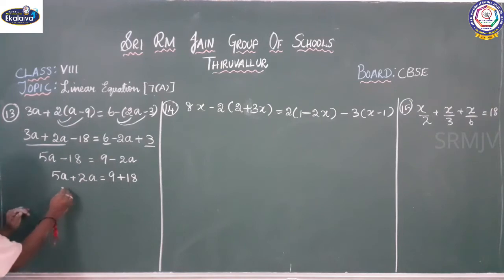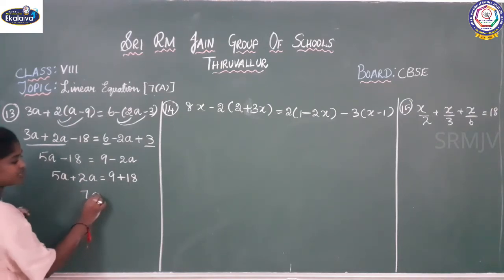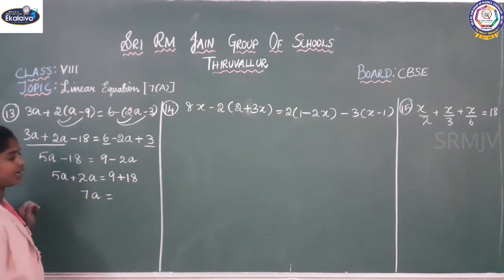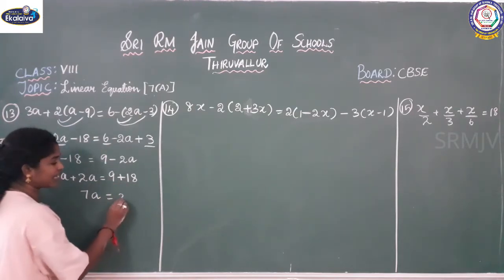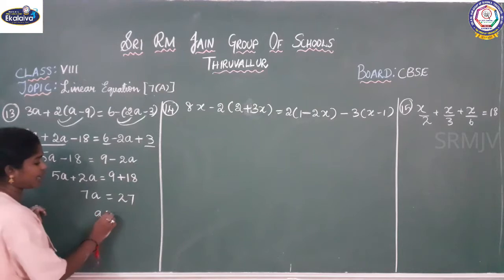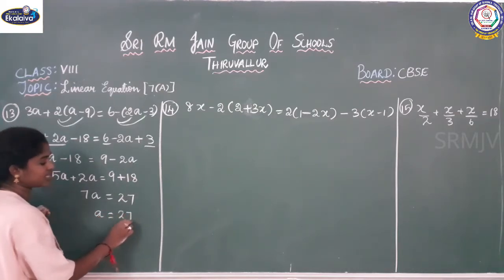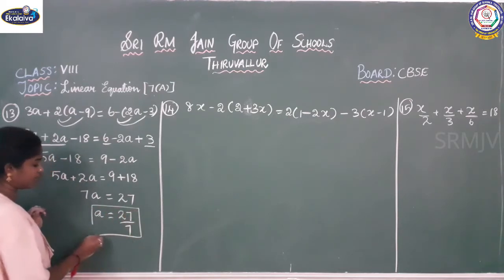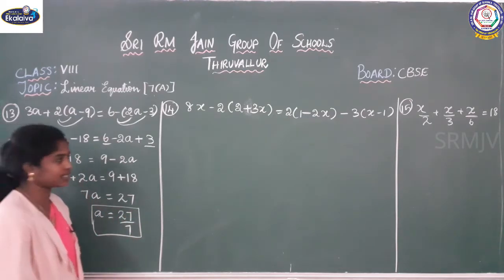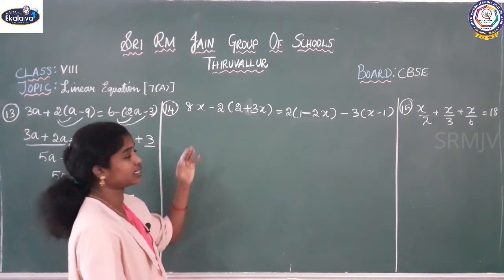So when I add 5a plus 2a, I will get 7a. And what is 18 plus 9? That is 9 plus 18. We will get 27. So a is equal to 27 by 7. Okay. So therefore the value of a is 27 by 7. Now let us see the 14th sum.